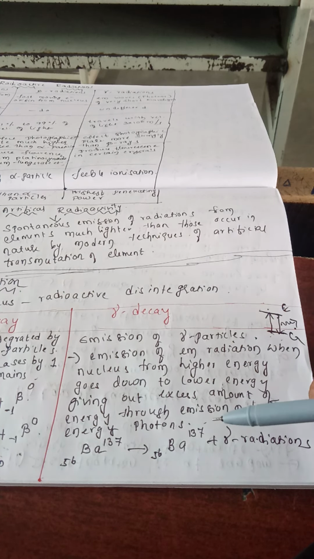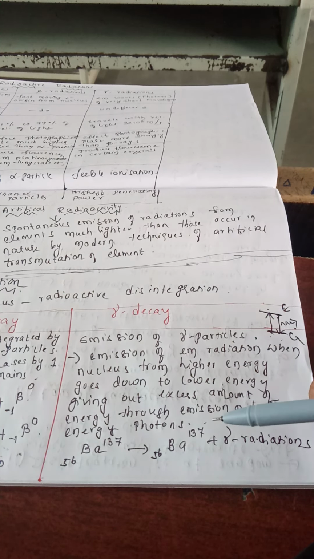Now next, let us discuss the laws of radioactive disintegration. The first law we call the displacement law. In 1913, Soddy and Fajans both discovered this law.